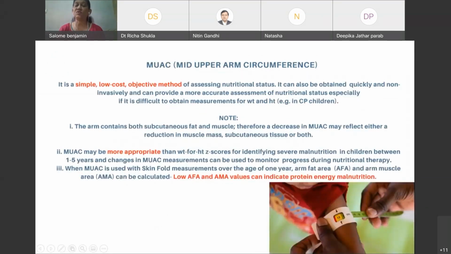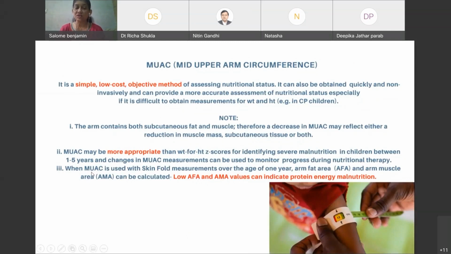So then let's go to the MUAC. How do you do it? This is the second step. It has a green color, a yellow color, and a red color. So when you put it on the mid-arm point, if it is yellow, it is MAM, if it is green, it is average, and if it is coming in the red, then it meets the SAM criteria.